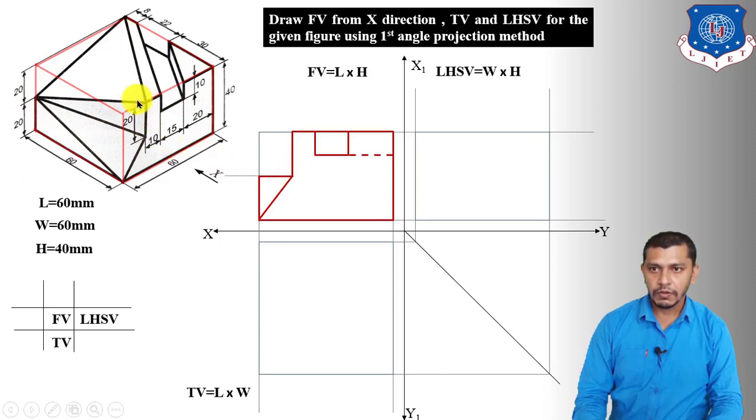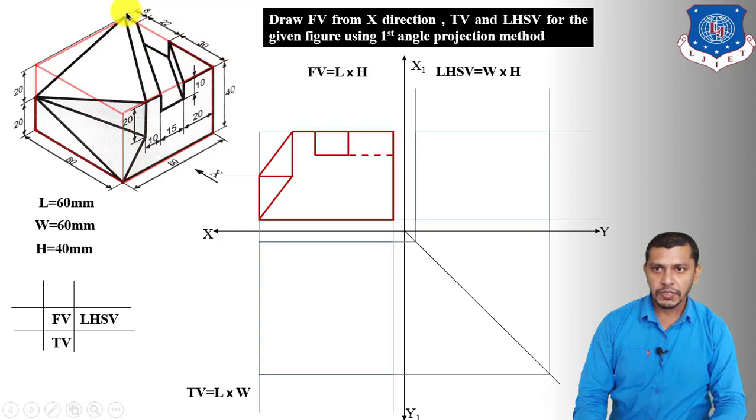Now we have to draw this slant edge. One point is over here exactly and the second point is over here. So it will be an inclined line in the front view like this. Now the last and final slant edge, this slant edge. So one projection of this slant edge is over here exactly, and the second projection of this line in the front view will be over here.